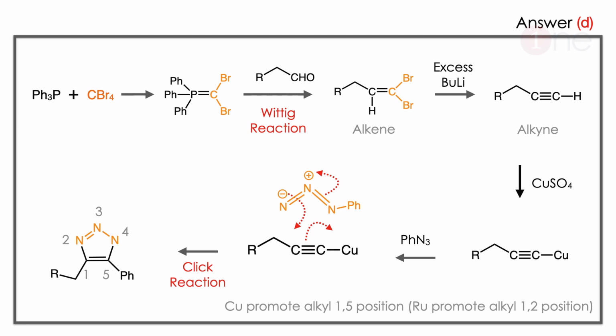If you use ruthenium, it will be 1,2 position. So you have to memorize that copper and ruthenium have selectivity. If you use copper, you have 1,5 product. If you use ruthenium, you have 1,2 product.